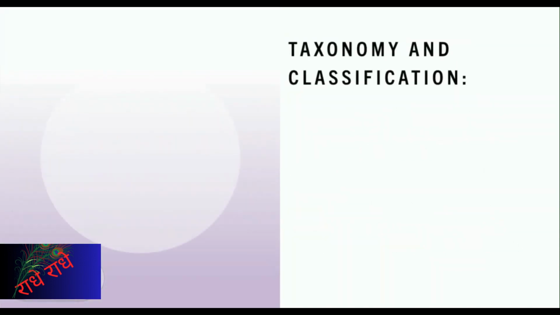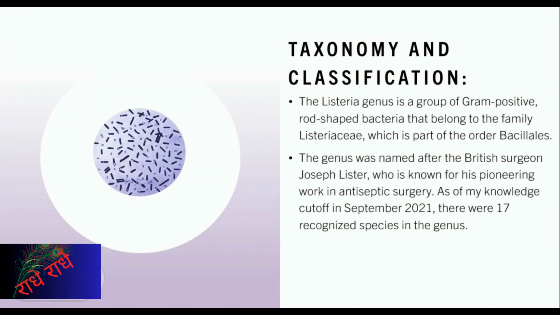Listeria is a genus of bacteria characterized by its rod-shaped structure and gram-positive cellular build. Belonging to the Listeriaceae family in the order Bacillales, it was named in honor of British surgeon Joseph Lister, credited with pioneering antiseptic surgery. As of September 2021, the genus comprises 17 recognized species, each having distinct features such as different cell shapes and growth requirements that enable their differentiation and classification.